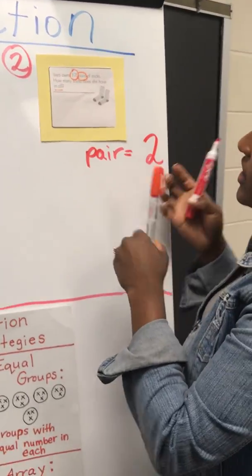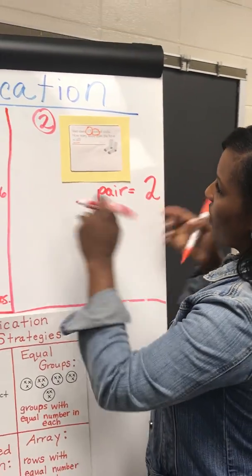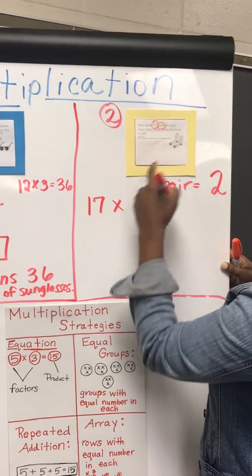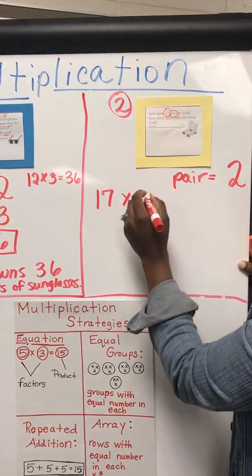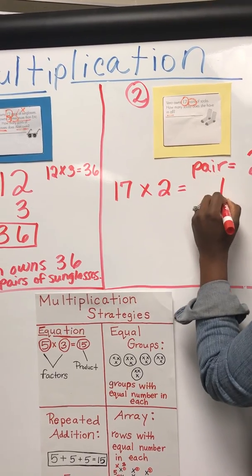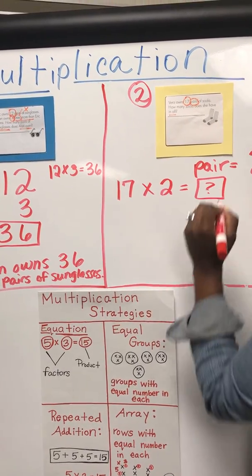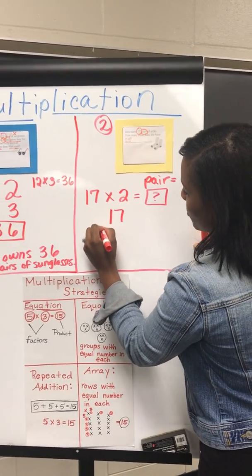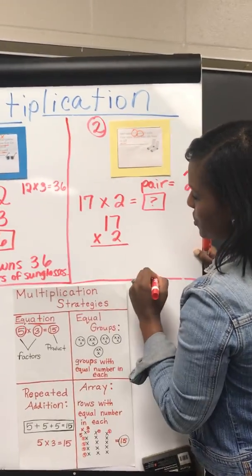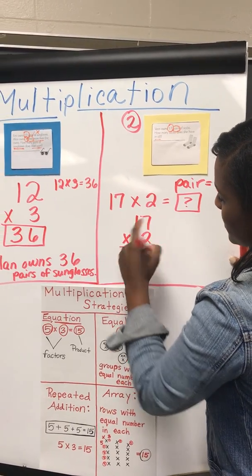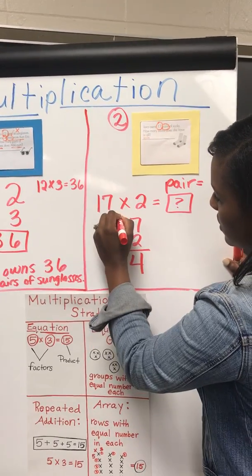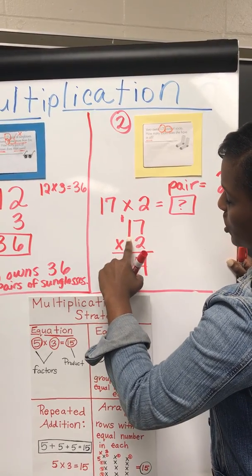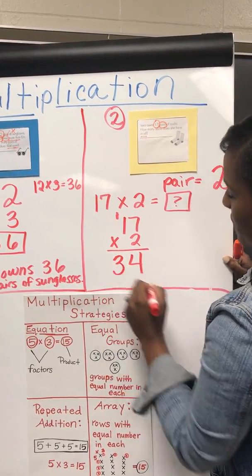So if we want to know how many she has in all, we have 17, we start with our equation, times, a pair is 2. We want to know how much it equals if she has 17 pairs. So I'm going to use standard algorithm again. 17 times 2. So 2 times 7, 14. Carry the 1. 2 times 1 is 2 plus 1 is 3.